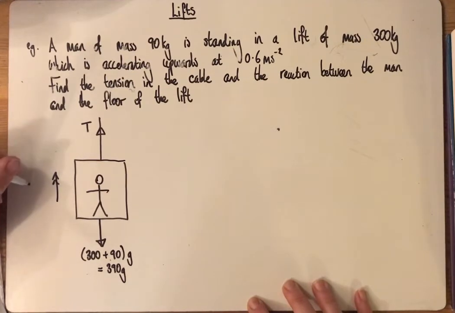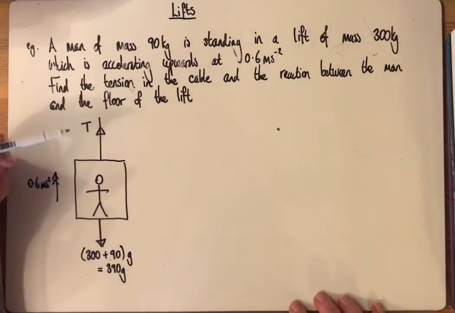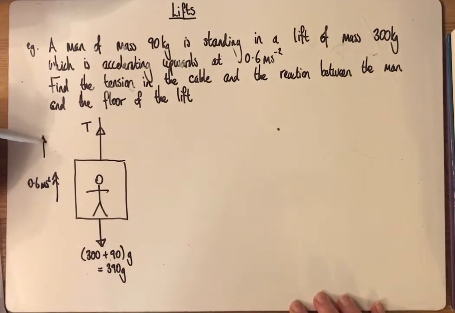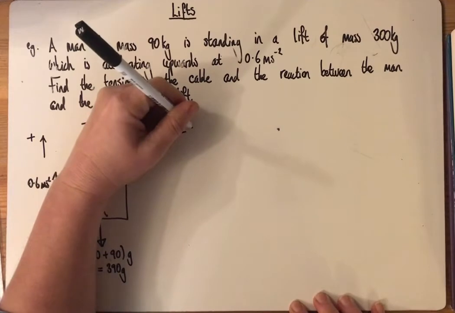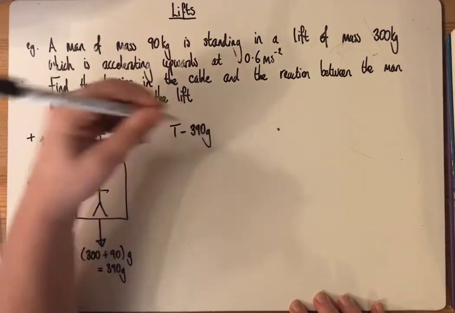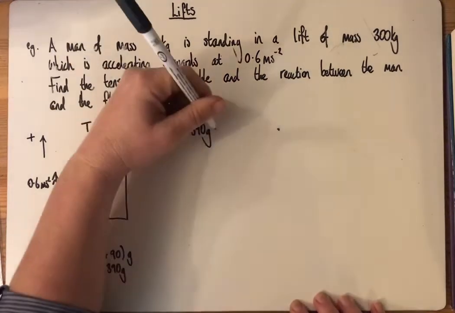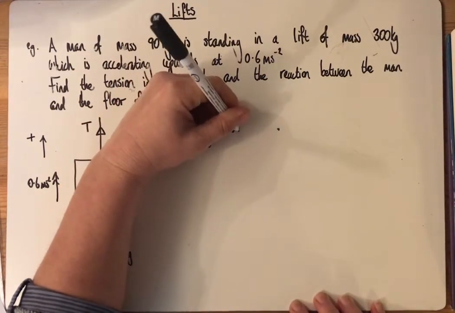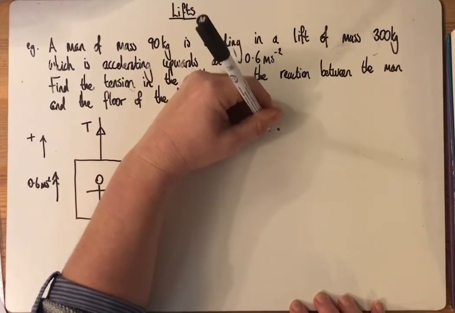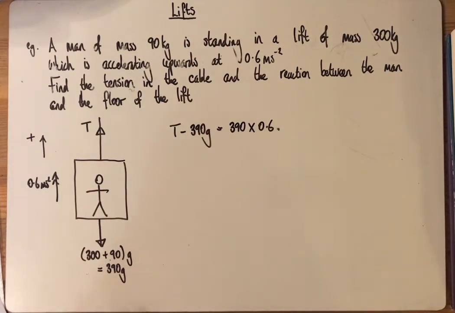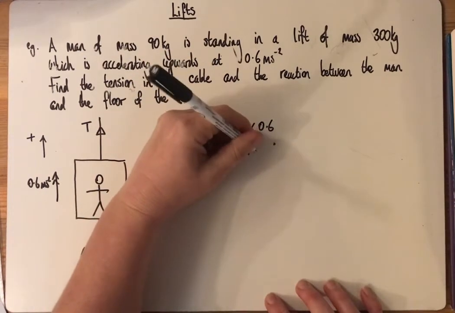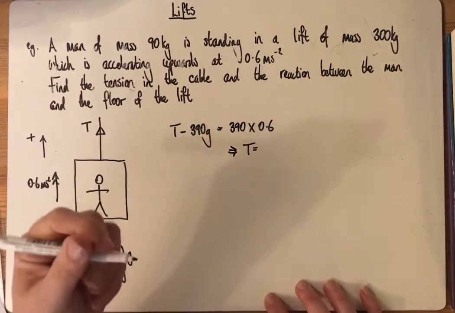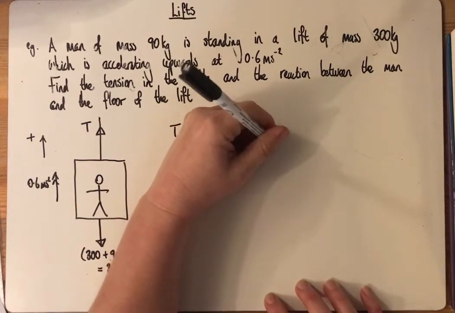So it's accelerating upwards at 0.6 meters per second squared. So that's going to be my positive direction because it's moving upwards. So we've got T minus 390G, that's the weight acting down, is equal to the mass times the acceleration. And when you work that through, T comes out as being 4056 newtons.